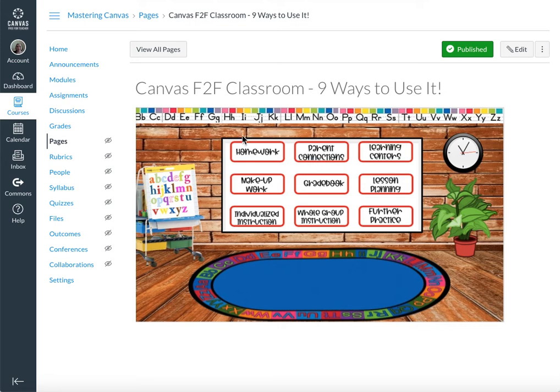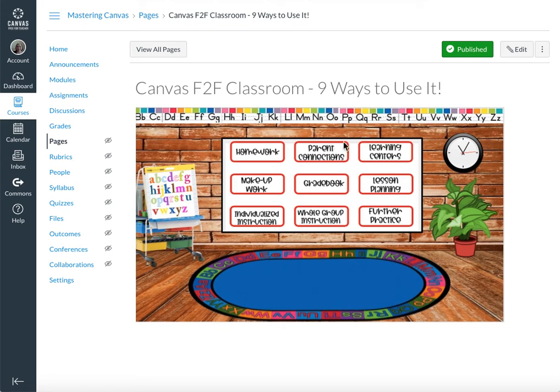And we can communicate with them through announcements, through email, through discussions. You can set up a parent discussion board. There are so many things that you can do to use the Canvas classroom and to stay connected with your parents. It's just a really good feature.